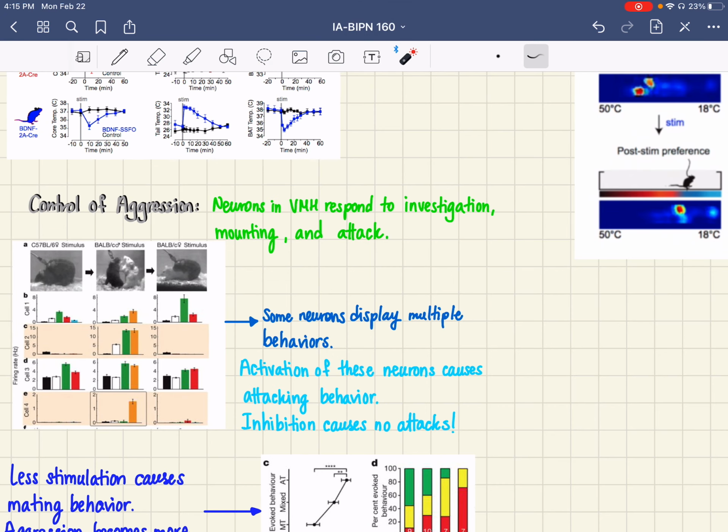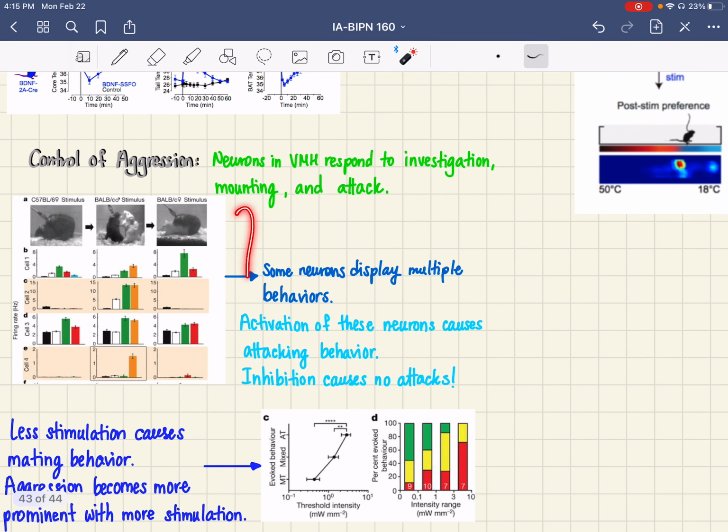Now, in this experiment right here, the researchers have given this test mouse different scenarios. So they've introduced a female mouse to this mouse right here, and they saw how the mouse was exhibiting more mating behavior towards the female mouse. However, when there is a male mouse, then there is more attacking and more aggression being shown.